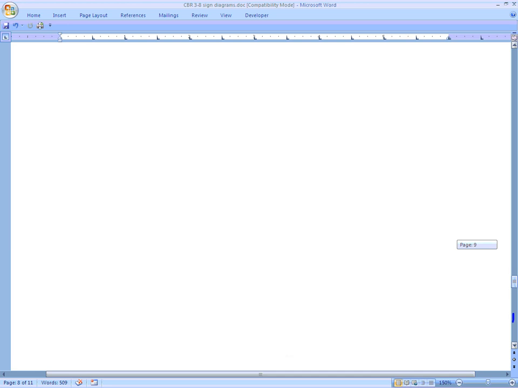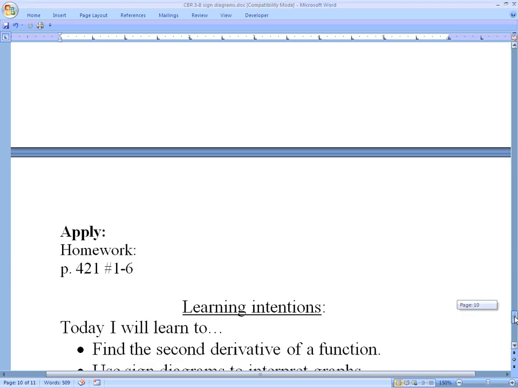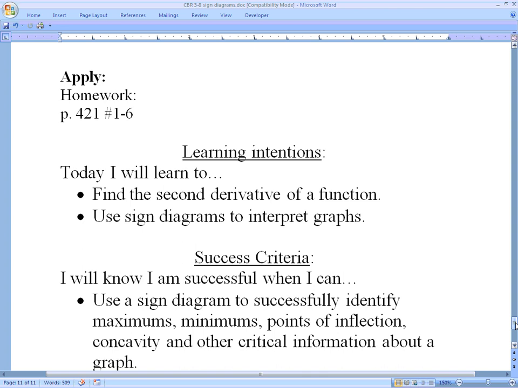Those students that missed the archery tournament meeting, please meet in the gymnasium. On page 421, number 1 through 6. Until next time.